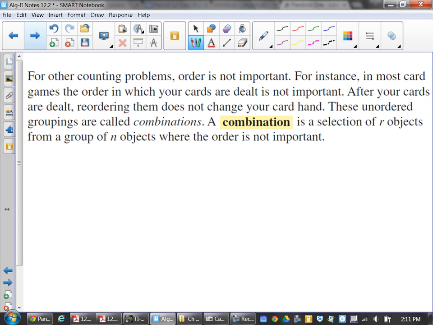Wouldn't that just take away possibilities? It would be a lot easier because the order in which you tap the lock wouldn't matter. It would also be hard if you forget the order of your combo. So combinations, the order in which you select things doesn't matter.